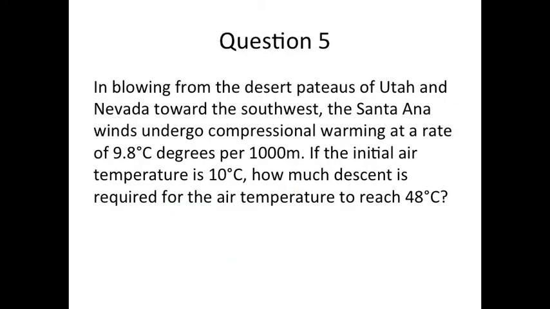For question 5, in blowing from the desert plateaus of Utah and Nevada towards the southwest, the Santa Ana winds undergo compressional warming at a rate of 9.8 degrees Celsius per 1,000 meters. If the initial air temperature is 10 degrees Celsius, how much descent is required for the air temperature to reach 48 degrees Celsius?